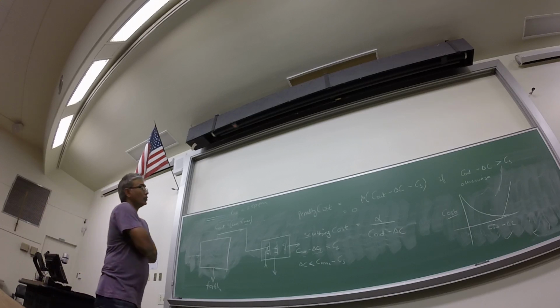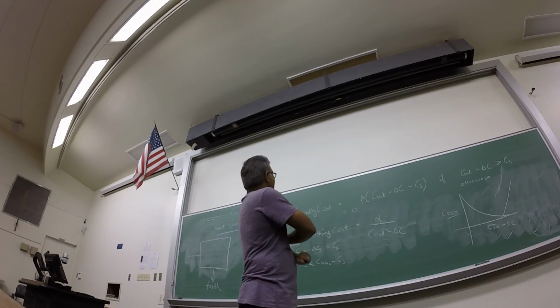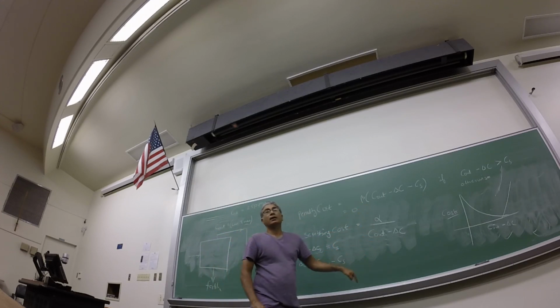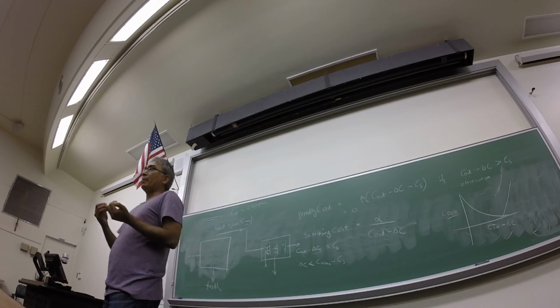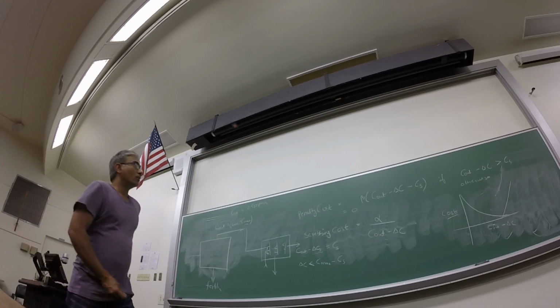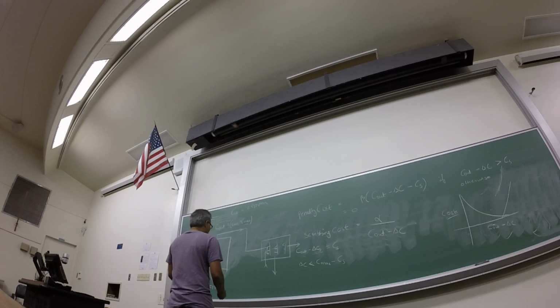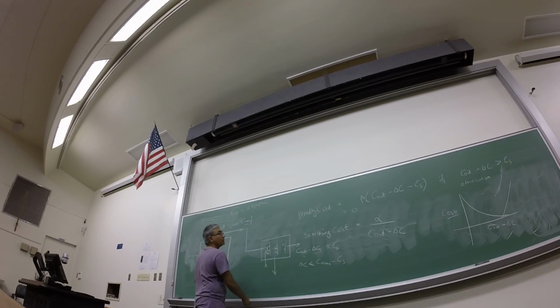Okay, so now, because the penalty costs are uncertain, because C out is uncertain, we have to use our probability model. We have to know the probability distribution for C out. And as we discussed last time, we're going to assume a very simple distribution.